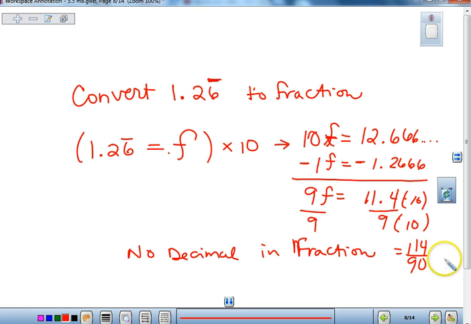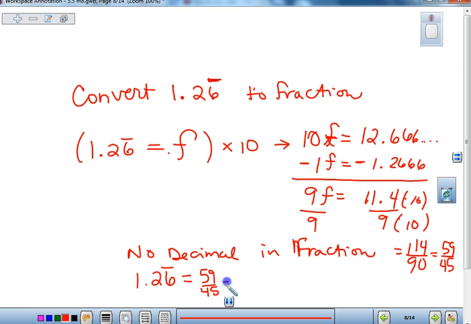This fraction can actually be simplified. Now that I have it written as a fraction with no decimal, I'm going to divide both by 2. And if I divide 114 by 2, I get 57. And 90 divided by 2 gives me 45. So the question is, what is 1.26 repeating equal to? My answer, 1.26 repeating is going to be equal to the fraction, in this case, 59 over 45.